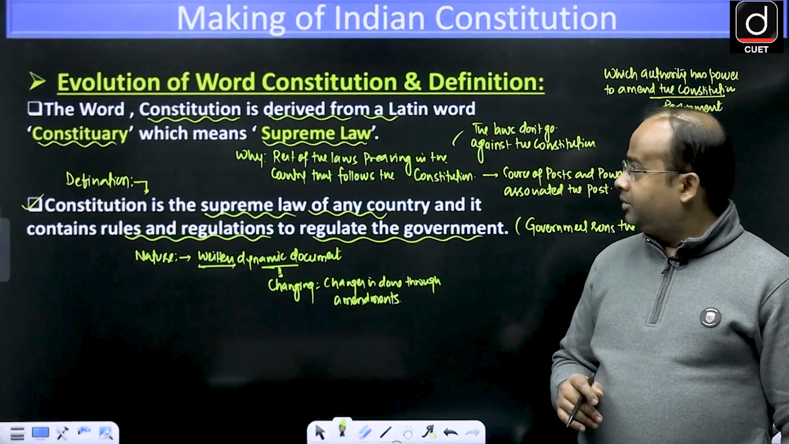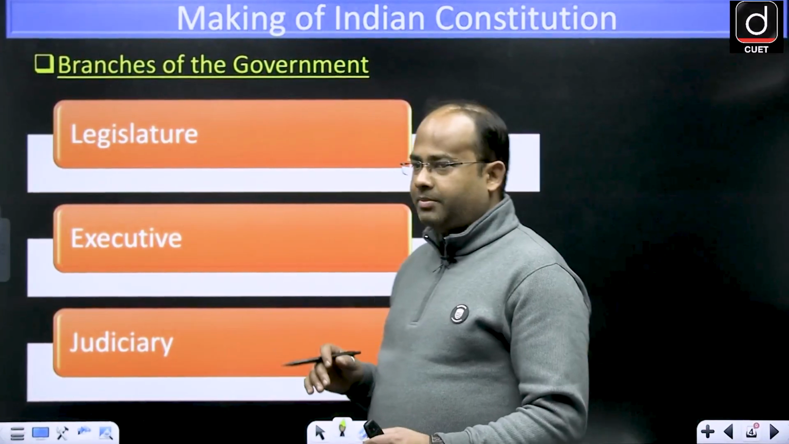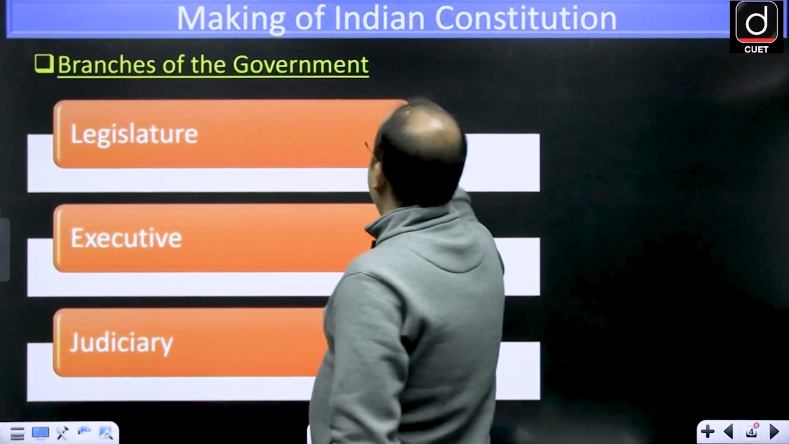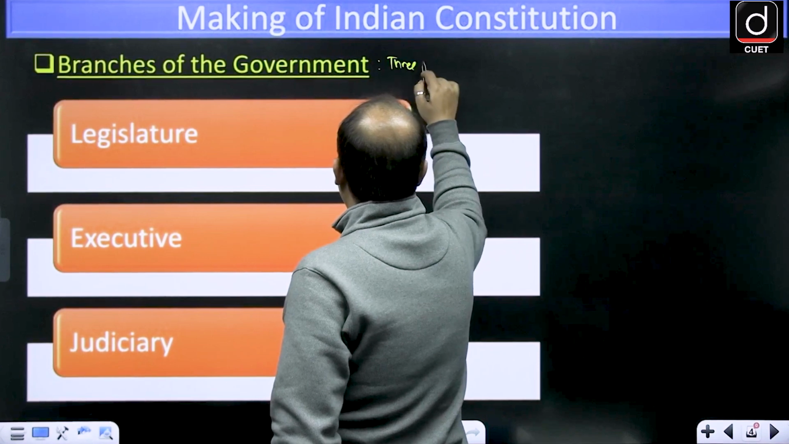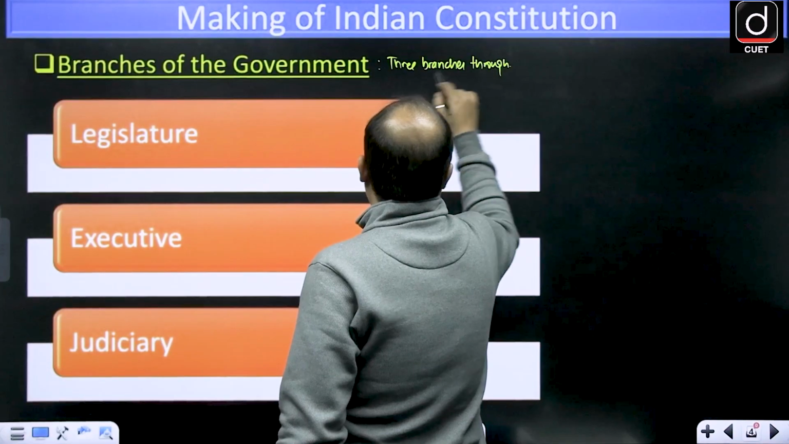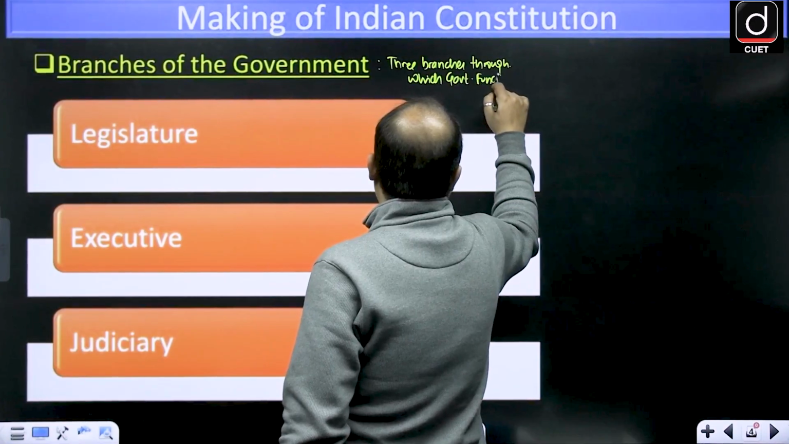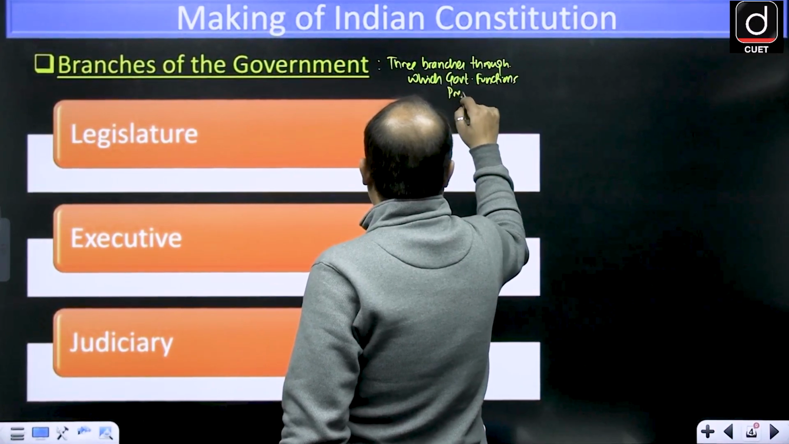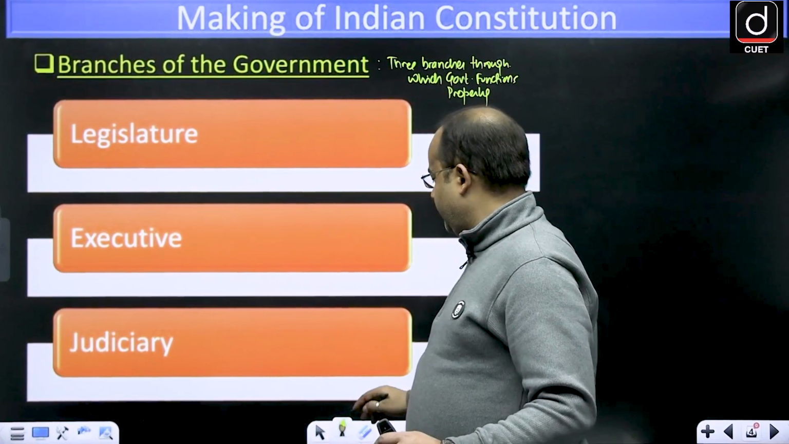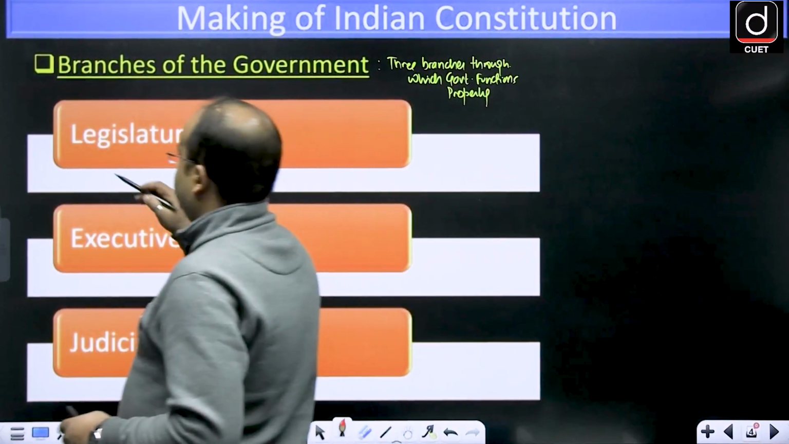Now let's come to the next thing, that is the branches of the government. Now guys, if I discuss the branches of the government, there are three branches through which the government functions properly. And which are those branches? First is the legislature. First body is called legislature.